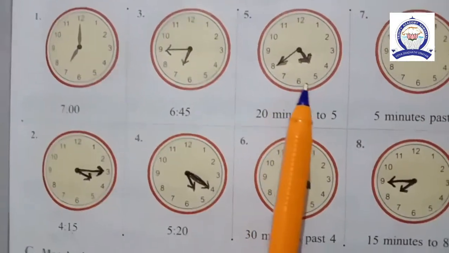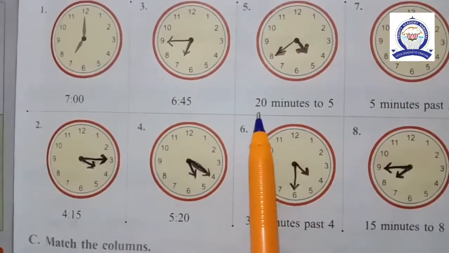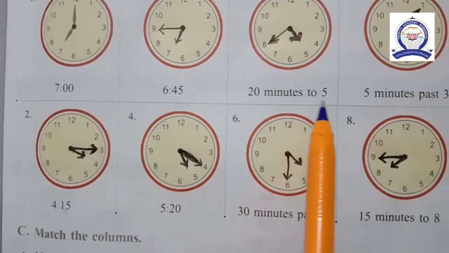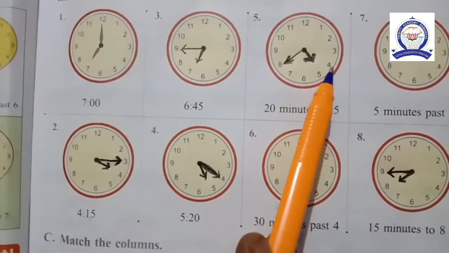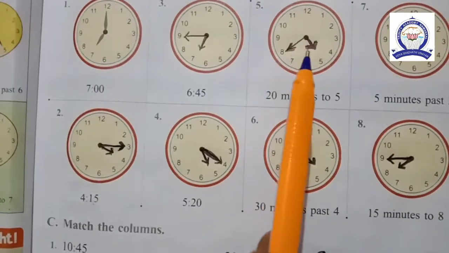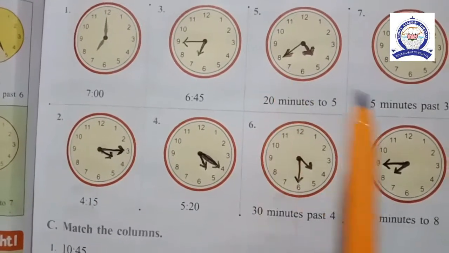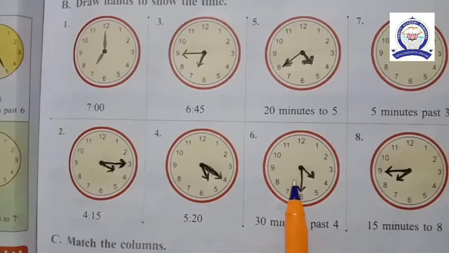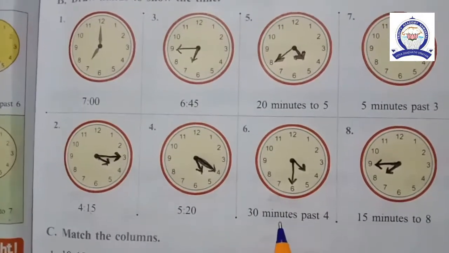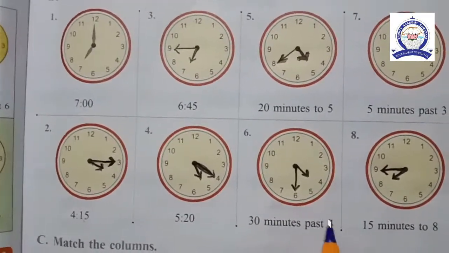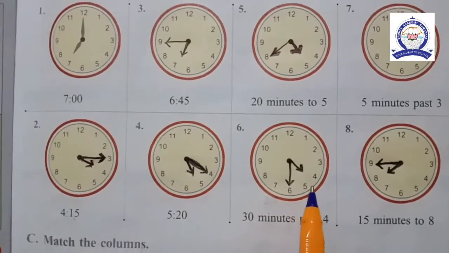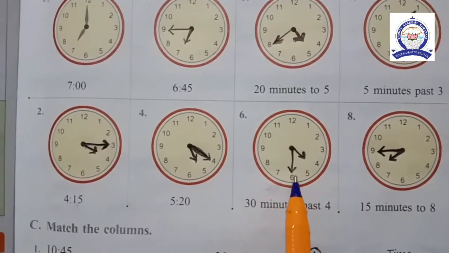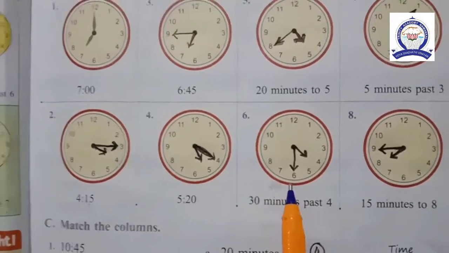See the fifth sum, children. What is the given time? 20 minutes to 5. So you draw 4 o'clock 40 minutes. Okay children. See the sixth sum. 30 minutes past 4. That is 4:30. So you draw the small hand in 4. Big hand is in the number 6.